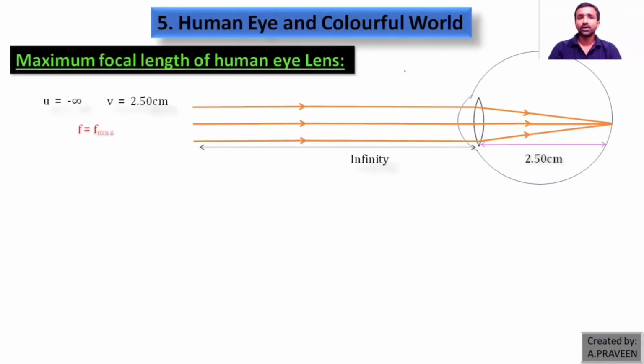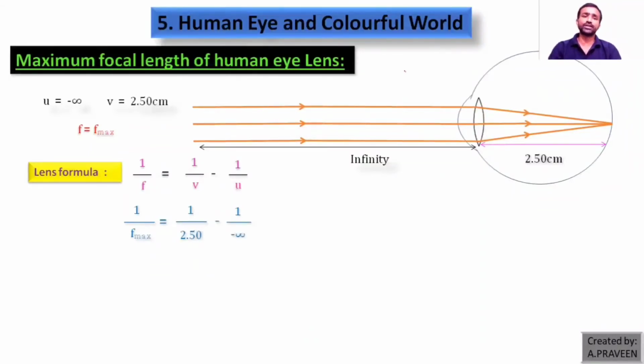Then to find the maximum focal length of the eye lens, we use the lens formula. As we know, 1 by f equals 1 by v minus 1 by u. Let us substitute the values of f, v and u here. 1 by f is written as 1 by f maximum, which equals 1 by v, replaced by 1 by 2.50, minus 1 by u, where u is minus infinity. That implies 1 by f maximum equals 1 by 2.50.